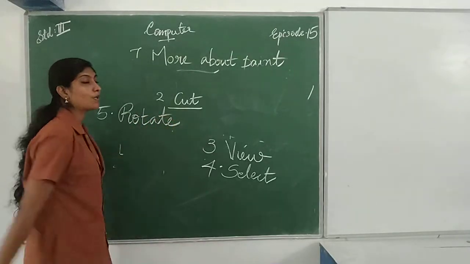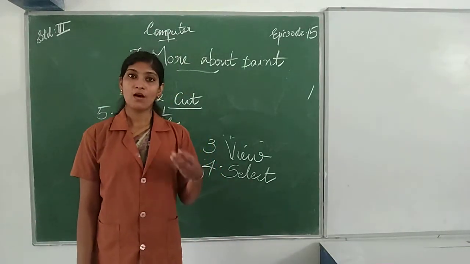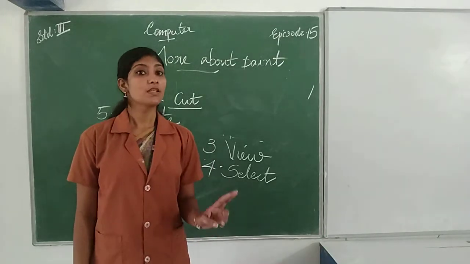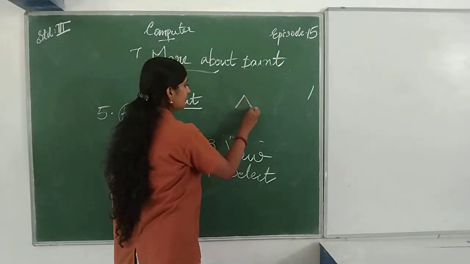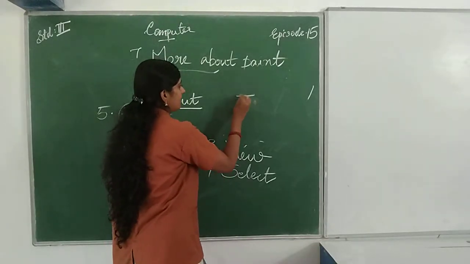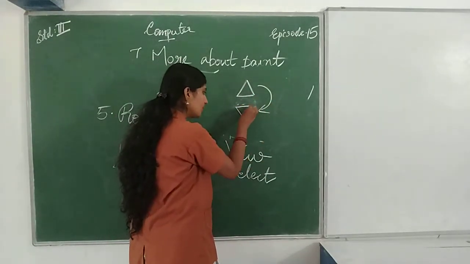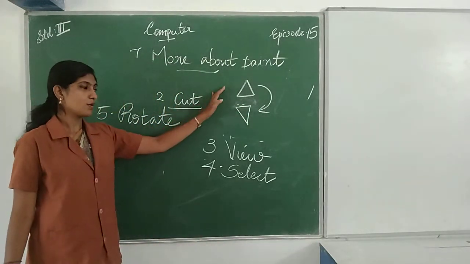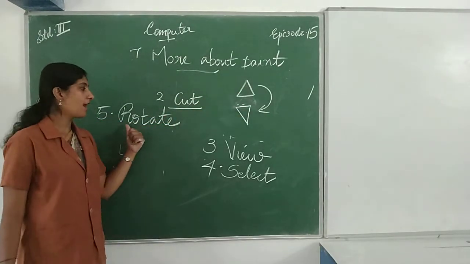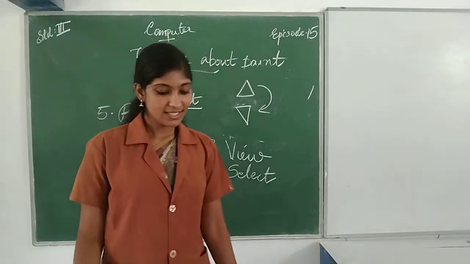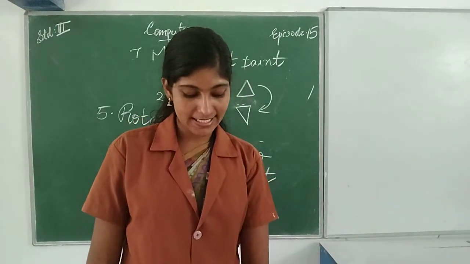R-O-T-A-T-E, rotate button. The rotate button is used to rotate a picture either 90 degree, 180 degree, or flip horizontally or vertically, etc. Rotate means, for example, this. If you want to rotate 180 degree, it changes to this form. So you can rotate a picture 180 degree using the option rotate. Then the sixth one: the button is used to retain the selected part and delete the rest.